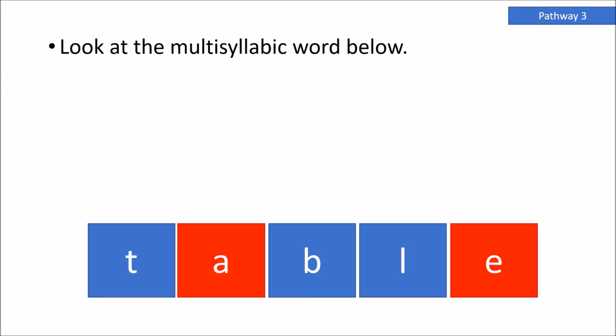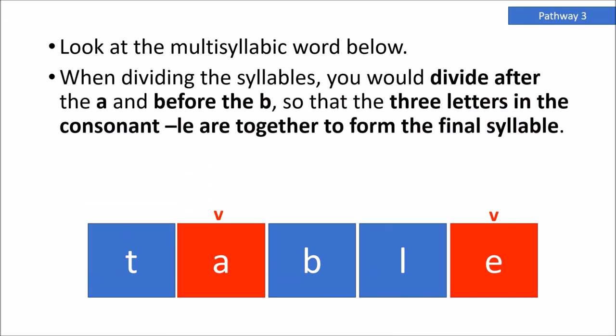Look at the multisyllabic word below. We'll start by marking the vowel spots. When dividing the syllables, you would divide after the A and before the B so that the three letters in the consonant LE are together to form that final syllable. I'm going to go ahead and draw a line to separate the BLE and divide the syllables.